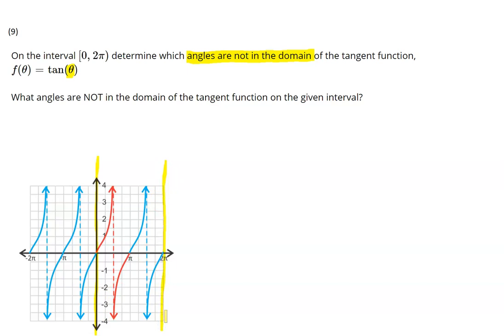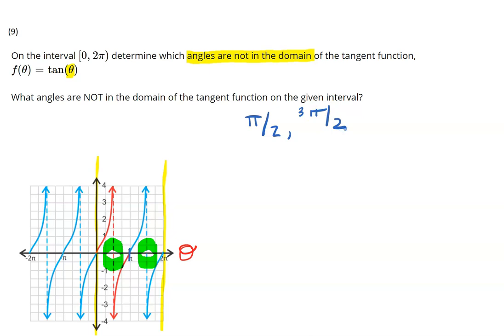And basically, if you go back to your functions, domain is your x value. So for us, that's our theta. So this is theta. You want to think, what values are not going to be in there? So graphically, we can see that the values where we're creating these vertical asymptotes are the values that are not going to be in there. And we can see that those values are at, if this is pi, then those values are going to be at pi over 2 and 3 pi over 2.